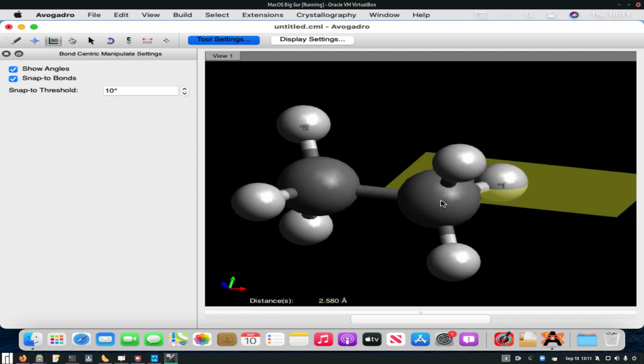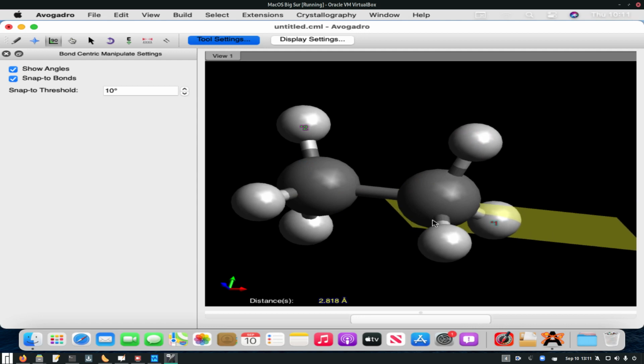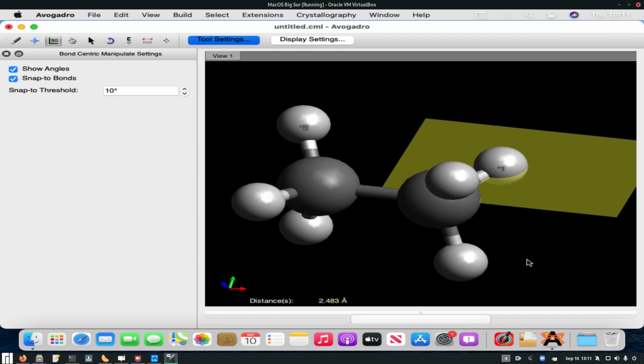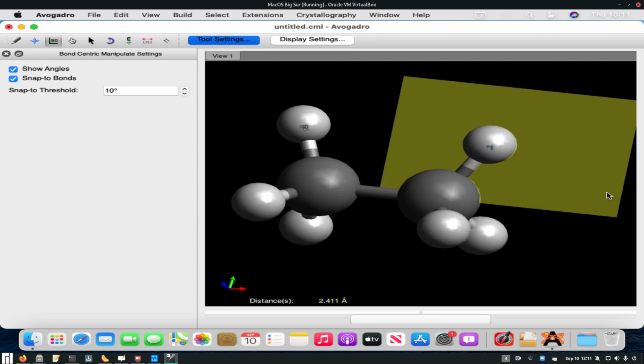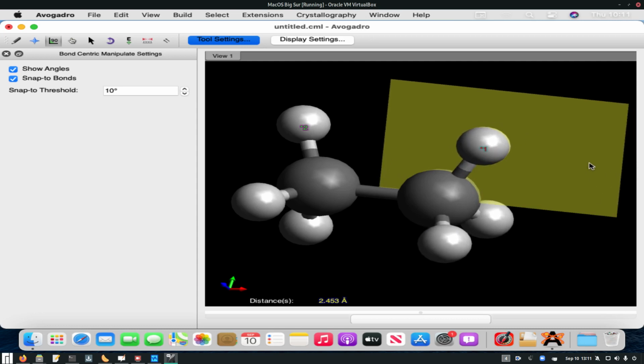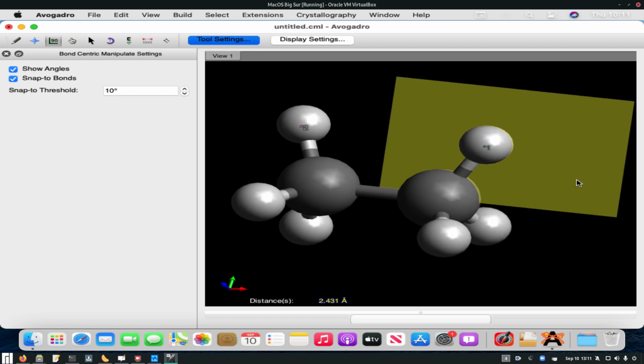Alright, now what I'm going to do here, because I don't have the best mouse. You look down that lower corner, the distance is getting smaller and smaller. I'm going to get it as low as I possibly can. Because you notice it's going to get to a point and then it's going to start going back up.